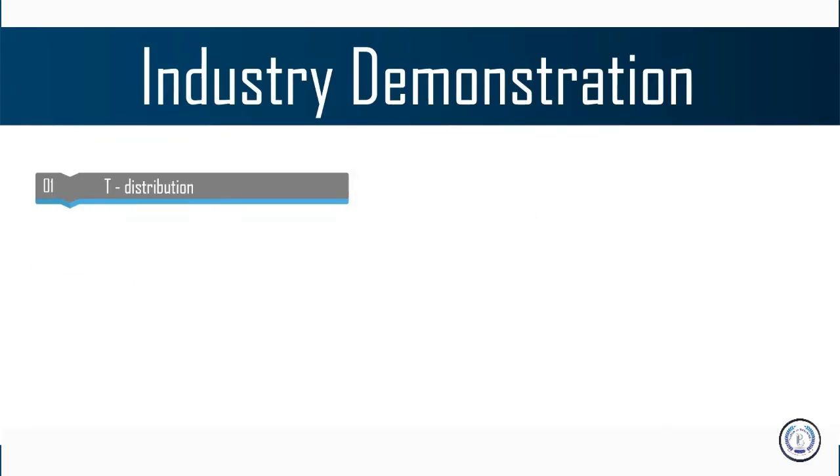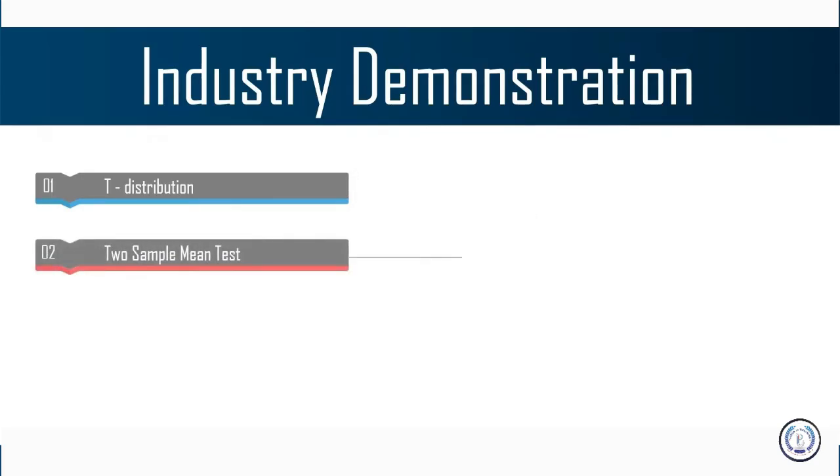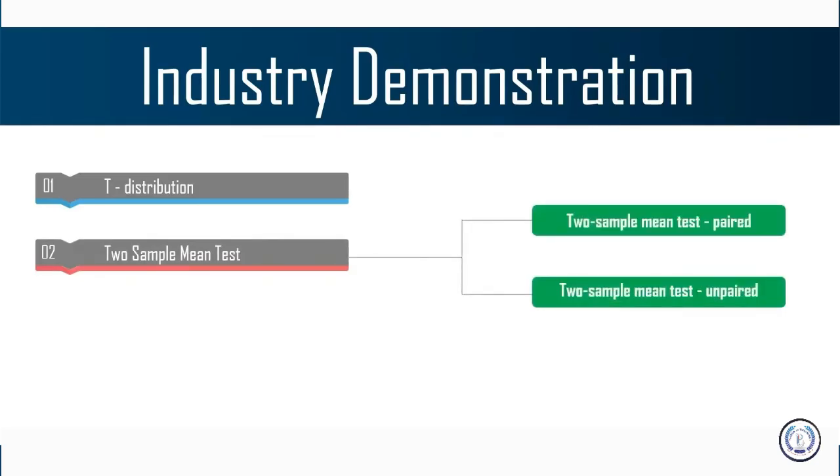Now the next one is the two sample mean test. Two sample mean tests are divided into two types: the two sample mean test paired and the two sample mean test unpaired. The two sample mean test paired is used when your sample observations are from the same individual or object. During this test, you are testing the same subject twice. For example, if you are testing a new drug, you would need to compare the sample before and after the drug is taken to see if the results are different.